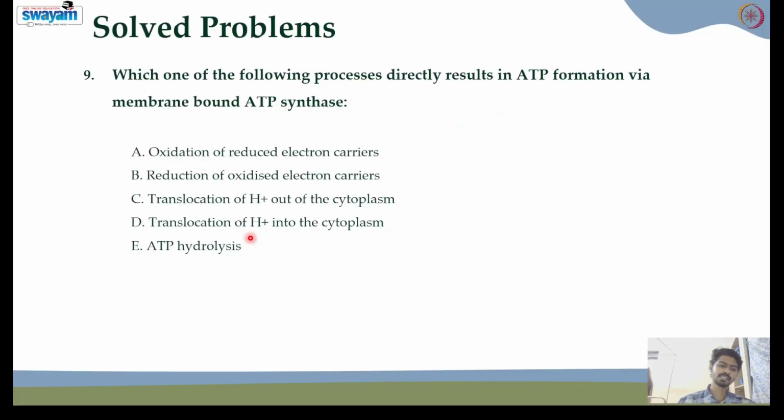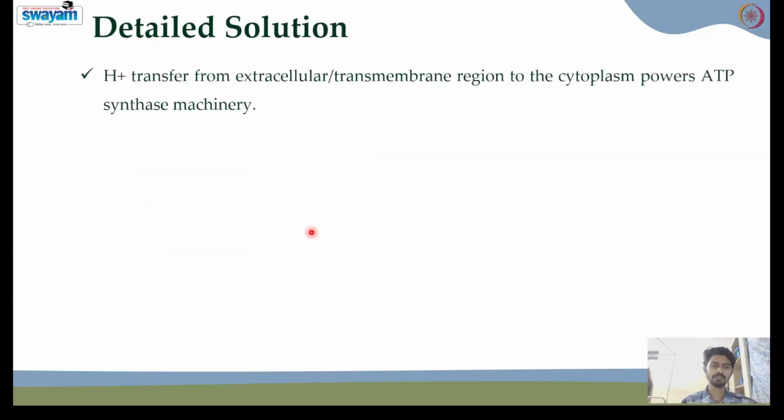So let's see the answer. Yes, it is correct. Option D, translocation of H plus into the cytoplasm. So how will the H plus generally be transferred? It will be transferred from the extracellular or transmembrane region to the cytoplasm, which powers the ATP machinery.